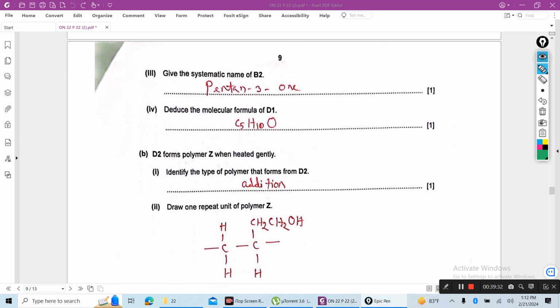Now you see 4. Deduce the molecular formula of D1. If you count, you get 5 carbon, 10 hydrogen and 1 oxygen. Molecular formula shows the whole number of atoms. So here 5 carbon, 10 hydrogen, 1 oxygen.